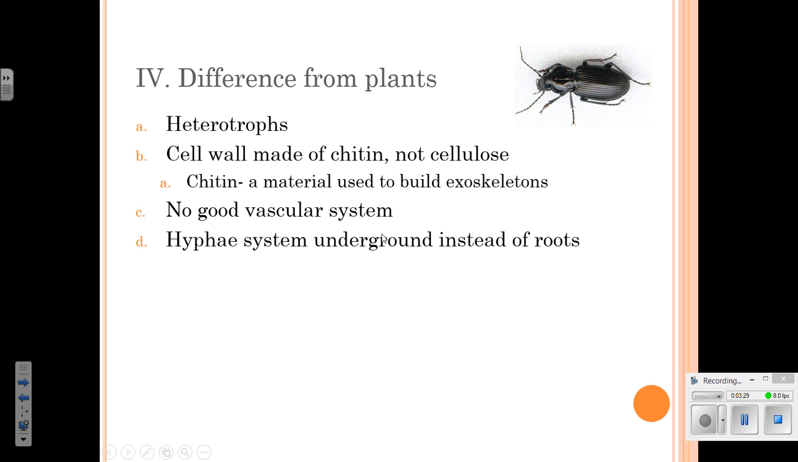They also do not have a good vascular system, meaning they don't have a good way to carry water and sugar from their hyphae system, their underground system, up to the rest of the fruiting body portion. So what that means is they usually have to grow and live in pretty moist environments. Otherwise, they're not going to be able to get the nutrients in the water that they need to survive. Plants can grow in pretty arid conditions because they can get that water straight out of the ground and save it within their tubes for quite a while. And then obviously plants use roots, and fungi use this hyphae system.